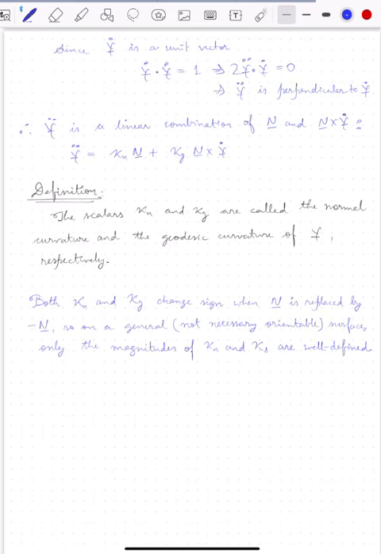So what we'll do is I will close the session here today, and in the next session we'll continue our discussion on this topic, and we'll talk about parallel transport and covariant derivatives in the upcoming lecture, and then we'll also start our exploration into Gaussian, mean and principal curvatures in the next lecture. So I'll just close the lecture for today.